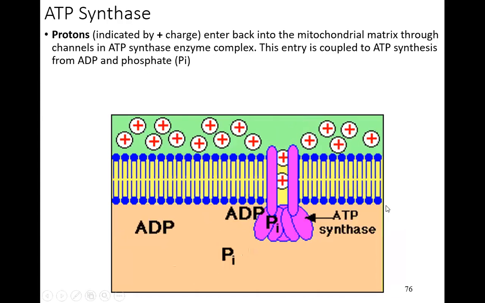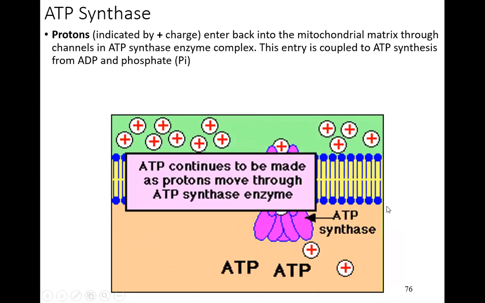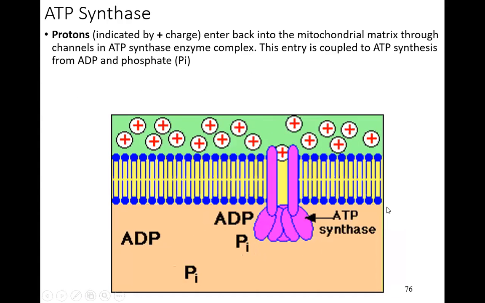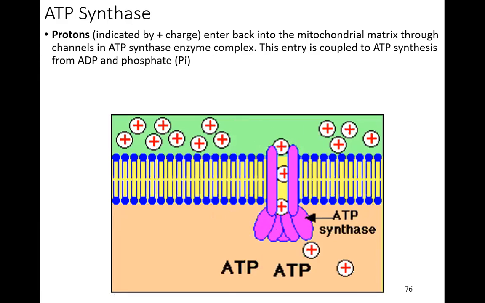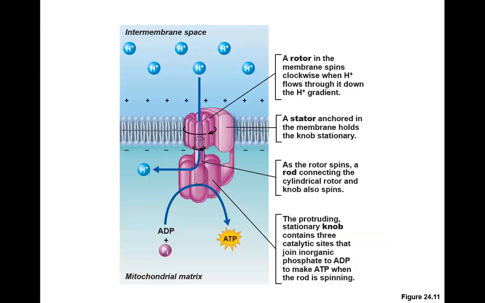Okay, now, there's another good animation of what's happening here. This is the ATP synthase. It is a little rotor that spins. They even figured out it spins clockwise when the hydrogens come through. As it spins, it mechanically forces the phosphate onto the ADP.